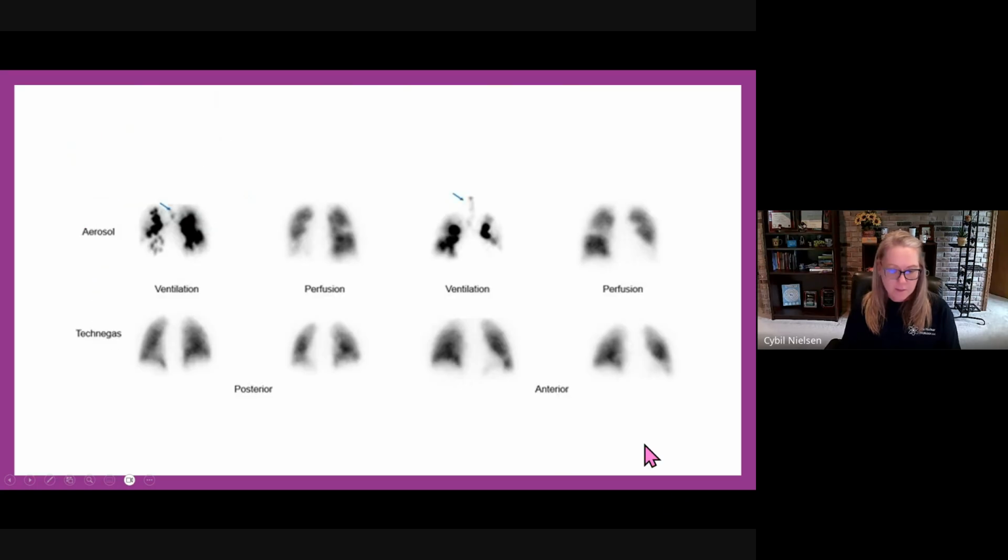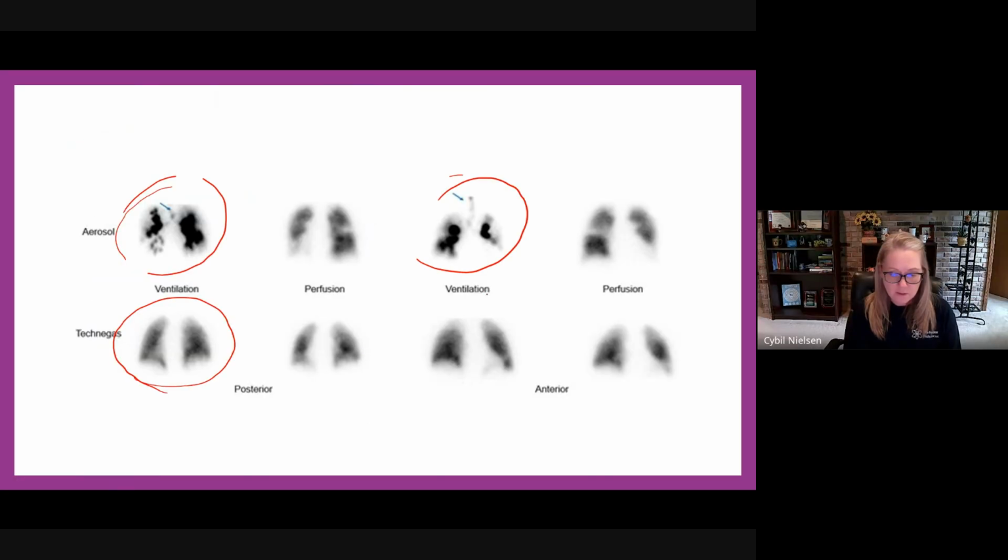Okay, and this is why we like it. Here's aerosol, and here's Technegas. Same patient. Aerosol, Technegas.